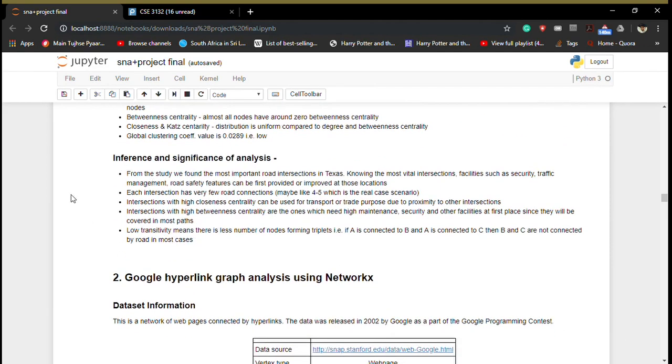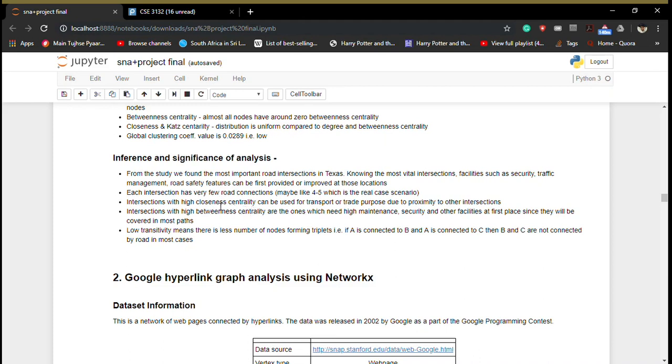So the inference here is that we've learned about the intersections in Texas. We know the most vital intersections, where there could be facilities like security, traffic management, and road safety features. All these features should be provided to the important intersections and not all the intersections. And we would find those intersections through their betweenness centrality and closeness centrality.